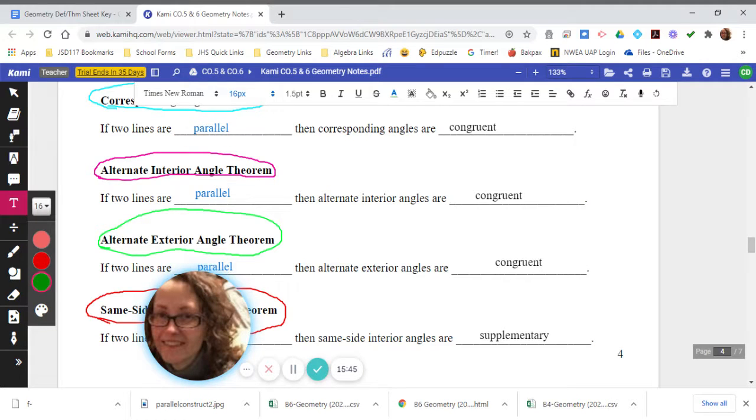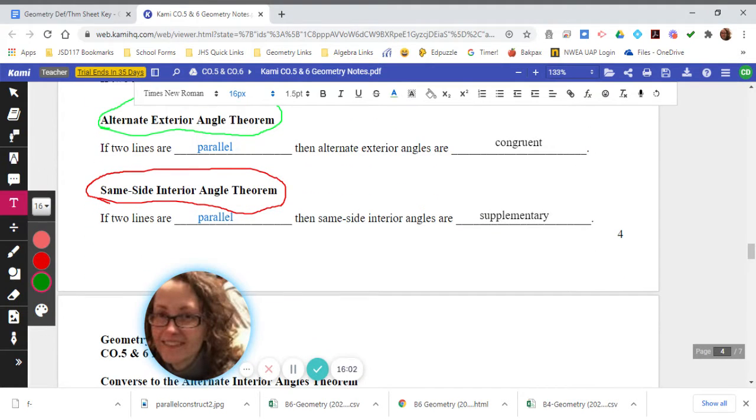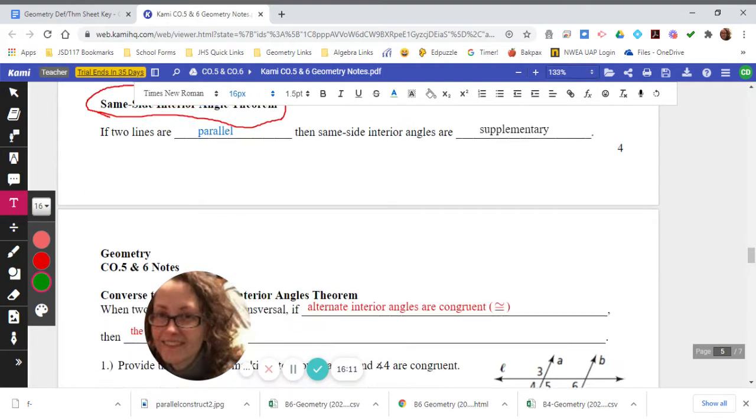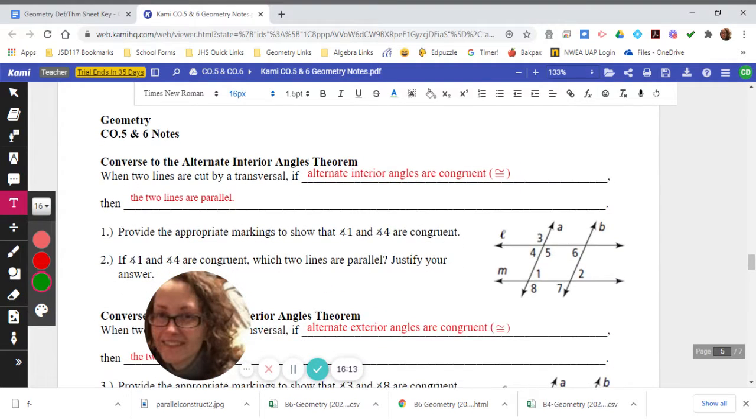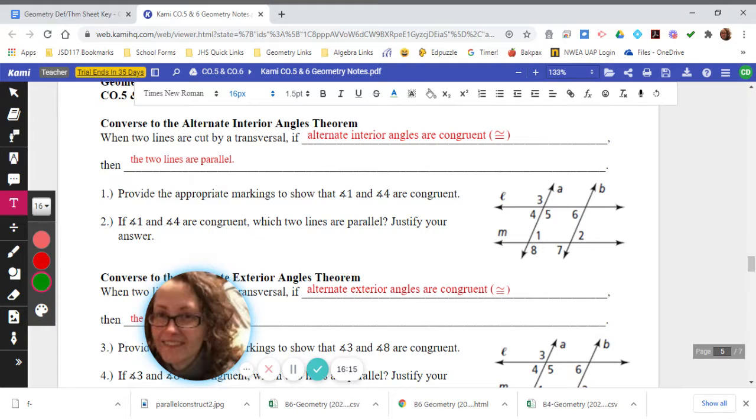So filling in the blanks down on these lines, if two lines are parallel, then the corresponding angles are congruent. If two lines are parallel, then alternate interior angles are congruent. If two lines are parallel, then alternate exterior angles are congruent. And if two lines are parallel, then same side interior angles are supplementary. That one throws everybody for a loop. So we're going to go ahead and take a look at another application.